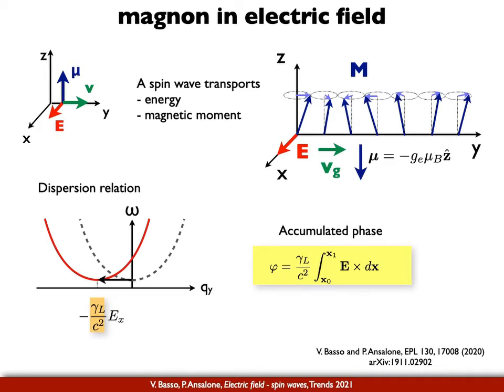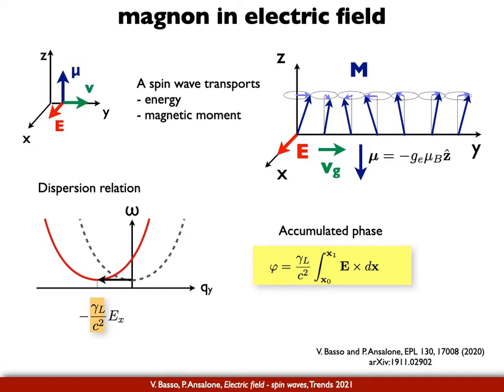The quanta of the spin waves are the magnons. The magnons have a certain magnetic moment, which is essentially minus twice the elementary magnetic moment. Therefore, we have the same results.